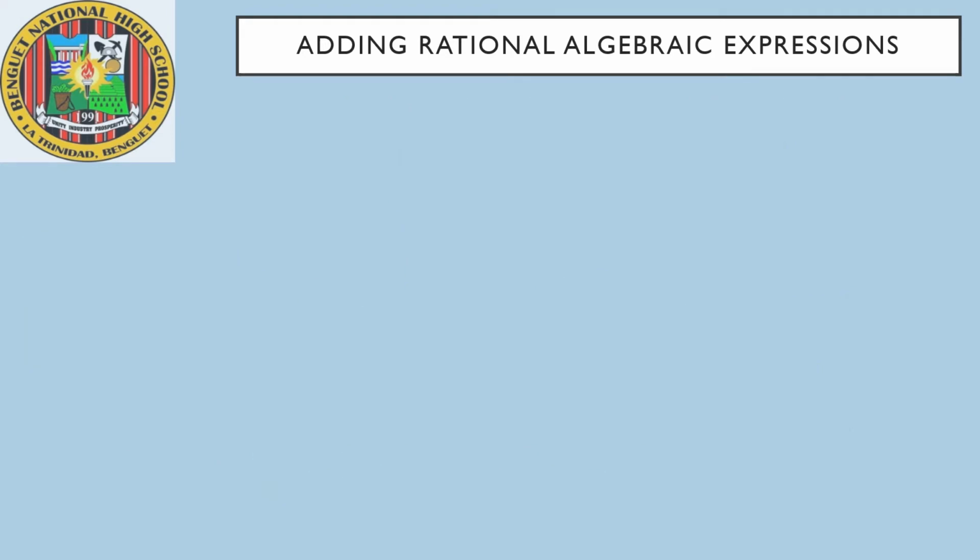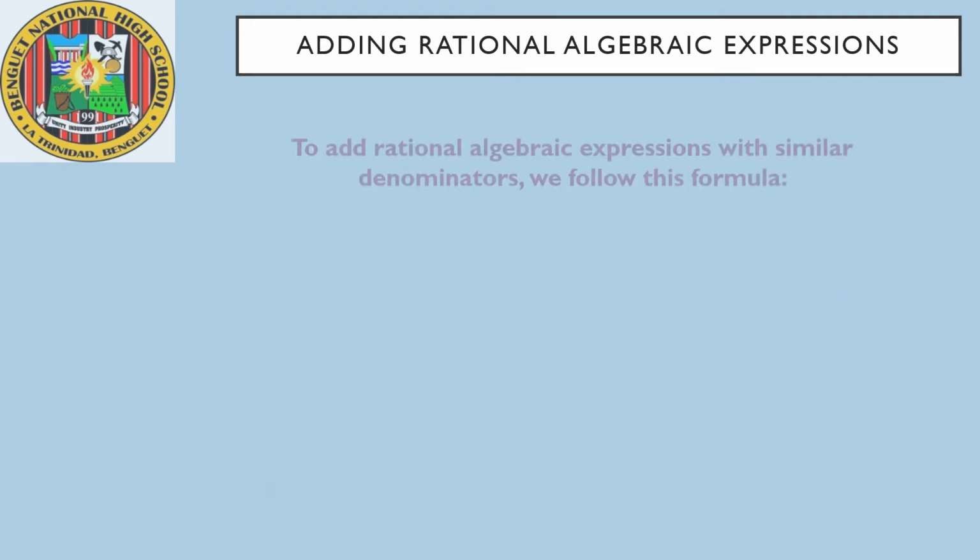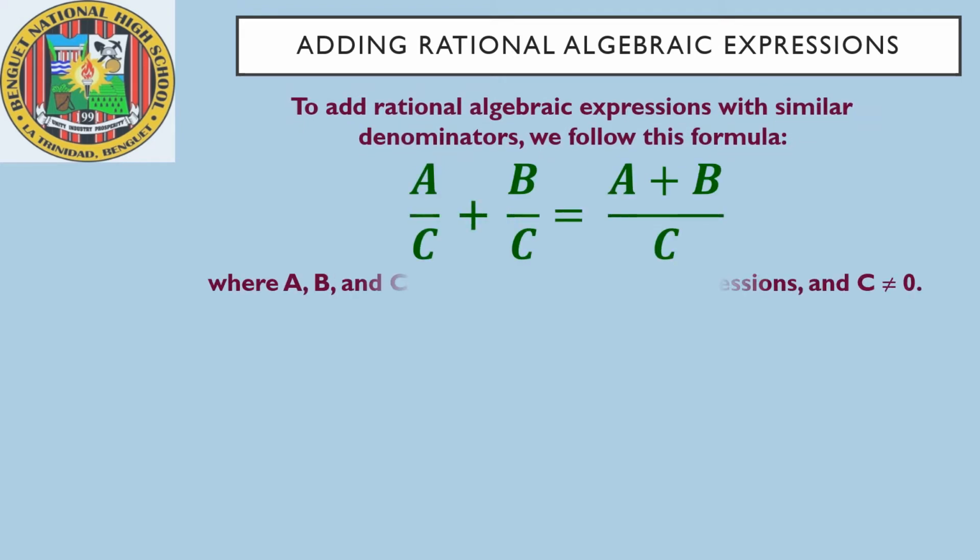To add rational algebraic expressions, we use the formula A over C plus B over C is equal to A plus B over C, where A, B, and C represent polynomial expressions, and the denominator C is not equal to 0. This means we follow the same process as adding fractions.